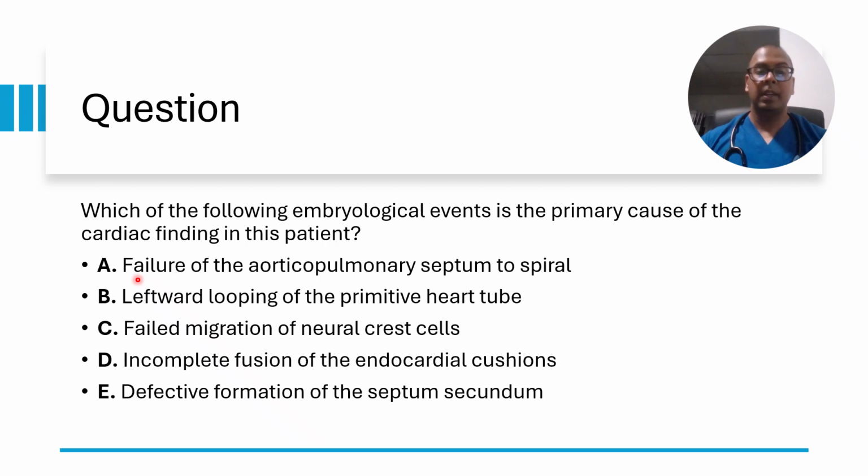A. Failure of the aortopulmonary septum to spiral, B. leftward looping of the primitive heart tube, C. failed migration of neural crest cells, D. incomplete fusion of the endocardial cushions, or E. defective formation of the septum secundum. In order to answer this question, first you would need to know the diagnosis in that patient. At this point, you could take some time, pause the video if you wish, and lock in your answer.